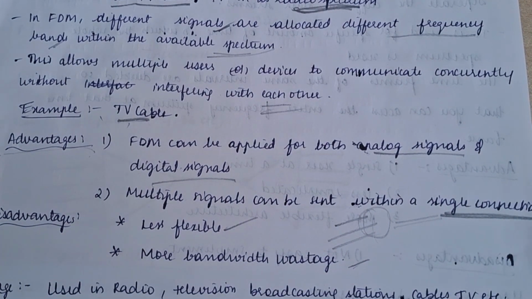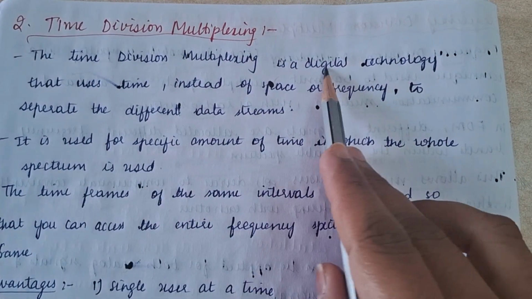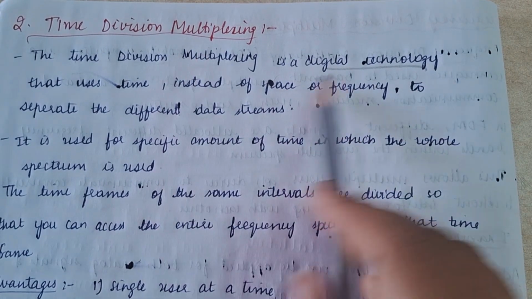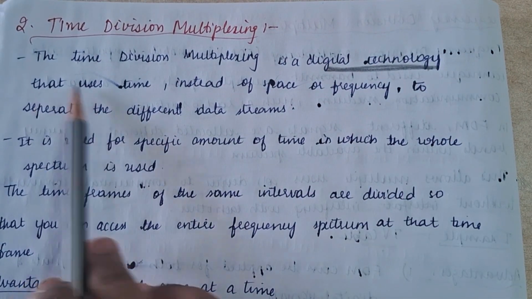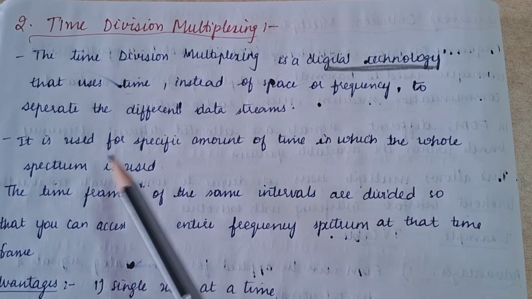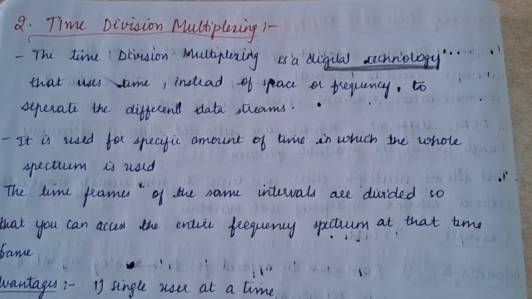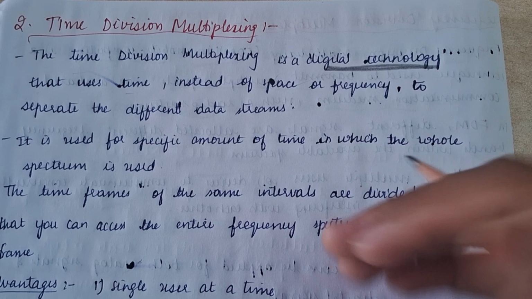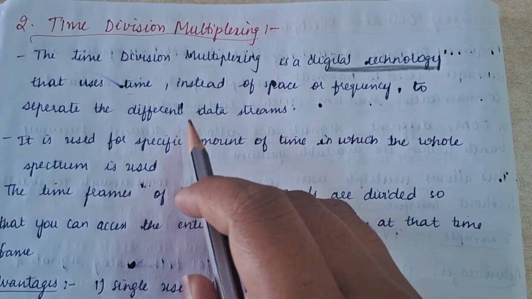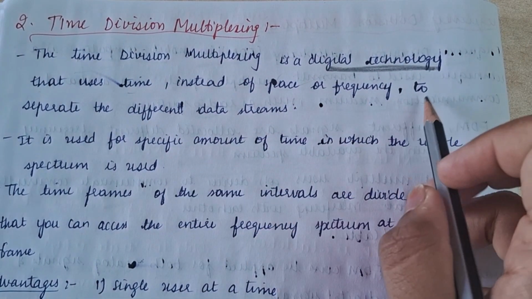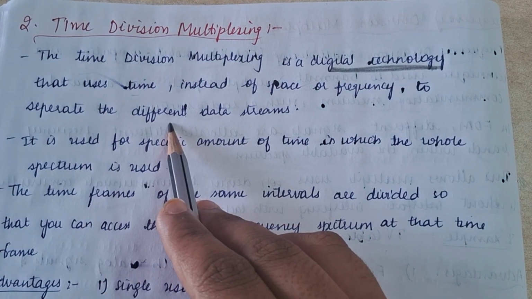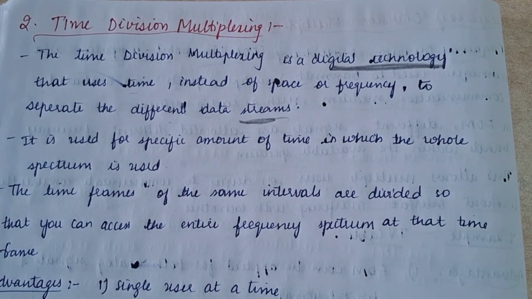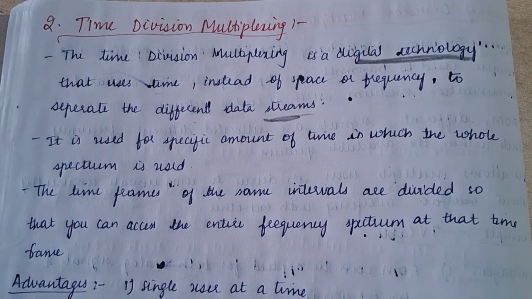Okay, the next one is time division multiplexing. Time division multiplexing is a digital technology that uses time instead of space. In the previous one, to transfer the media information we used some space, like channel 1, channel 2, channel 3. But in this we are using time instead of space or frequency to separate the different data streams. To separate some data streams we are using time division.